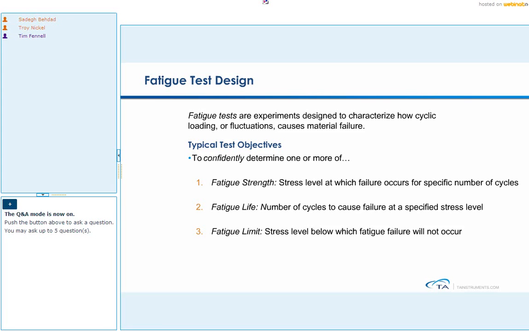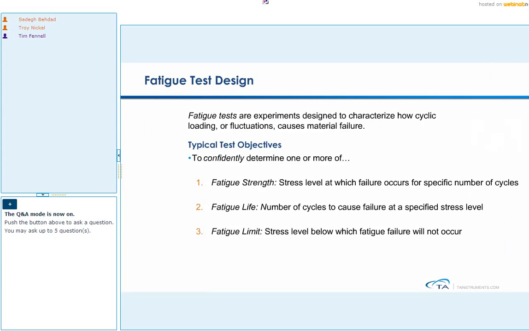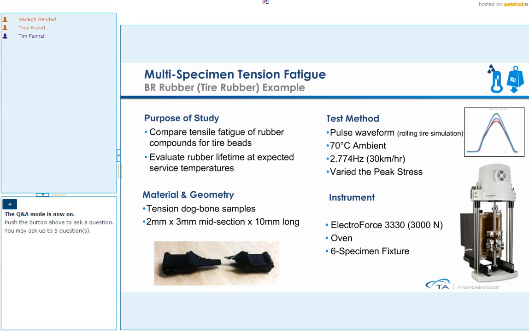Or you can do fatigue life. So here you are looking at a certain stress, and then you read how many cycles it will survive. Or you're going to try to measure that plateau that we had. So you're measuring that fatigue limit, the stress level below which the failure won't occur.